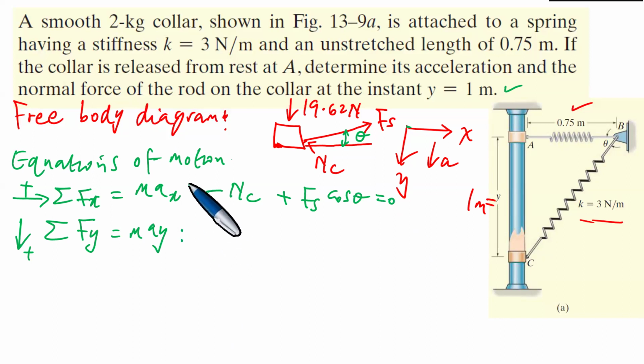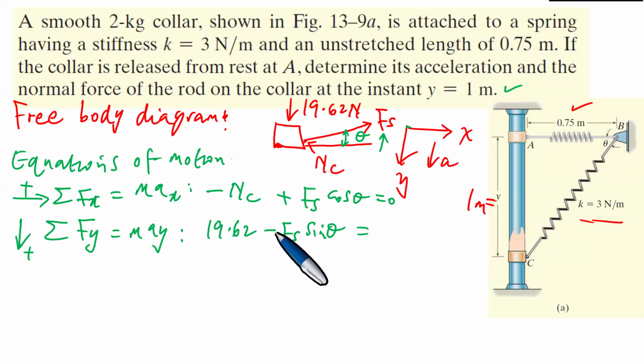Sum of the forces in the y direction. Let's look at the sum of the forces in the vertical. We have the 19.62 newton force, and then minus Fs sine theta. This one is straight down, but the Fs force is going to be upward a little bit, so they are in opposite directions. It has an upward vertical component, upward this way.